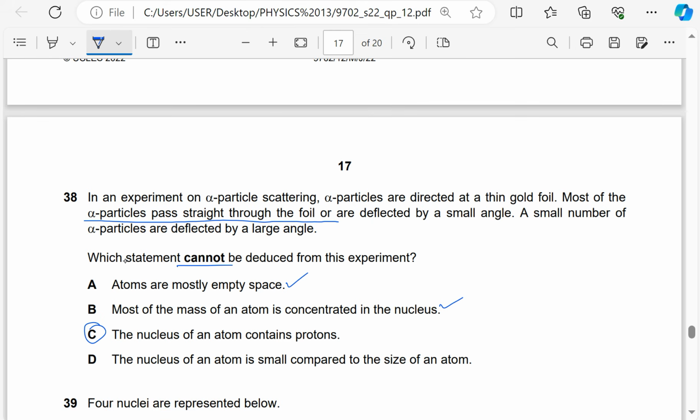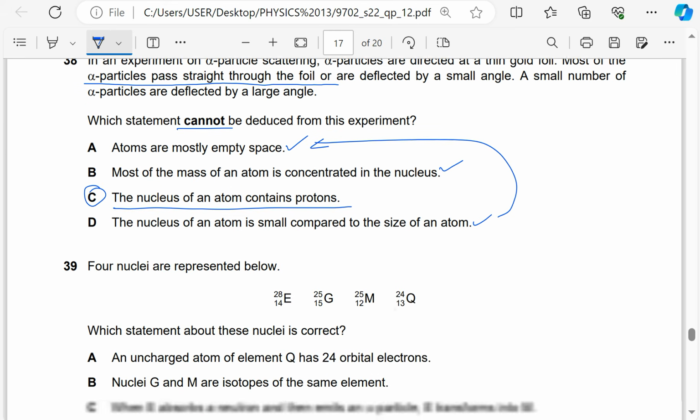The nucleus of an atom is small compared to the size of an atom. This is the same as the first one. So it means we can't deduce that the nucleus of an atom contains protons by only relying on the alpha scattering experiment. We can deduce that the nucleus is positively charged, but we cannot deduce that it contains protons.